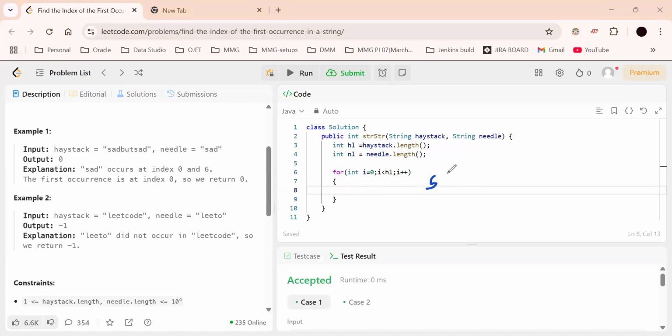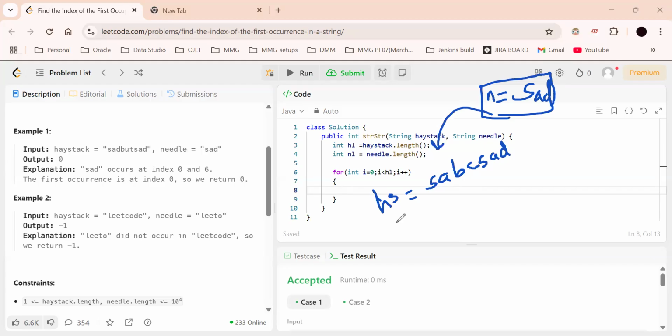Let's take S, A, B, C, S, A, and T. This is your haystack. Now let's take a needle, S, A, and D. Now I need to search for this particular needle in this haystack. Obviously, you know the answer, you can see it, but how will we do it? Let's go to the first character. Now I need to check whether I have sad here.